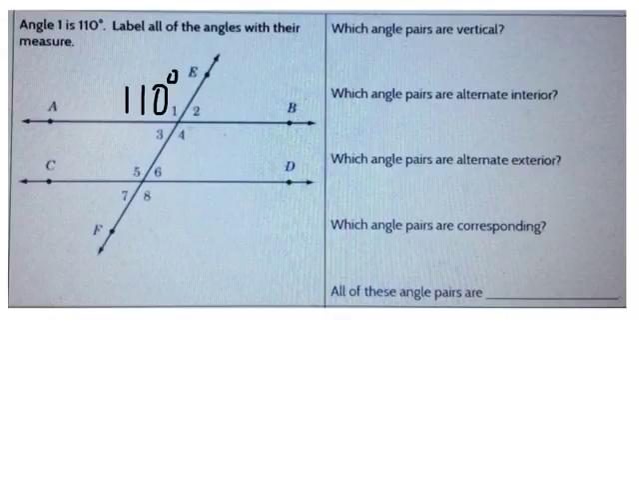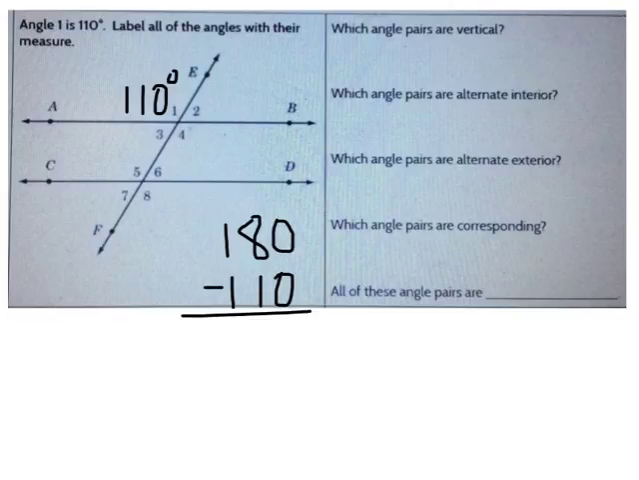How could I find the measure of angle 2? Angle 2 is on the same straight line as angle 1, so I can subtract 180 minus 110 to find the value of angle 2. What's 180 minus 110? 180 minus 110 is 70 degrees, so angle 2 is 70 degrees.